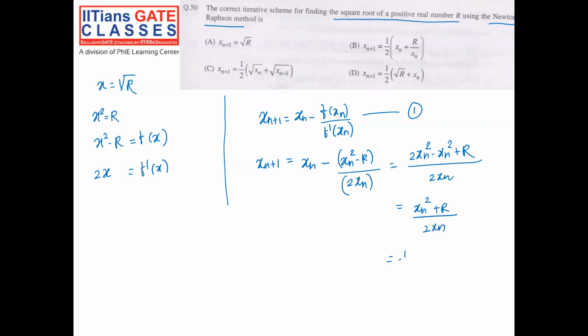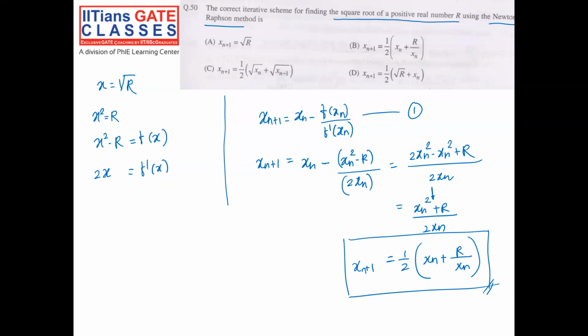You can take 1 by 2 as a constant outside, and inside the bracket, if you break it here, you will end up with xn plus r divided by xn. So the iteration formula will look like this. And let's compare with the options. Yeah, it is same as option B. Hence, option B is correct in this case.